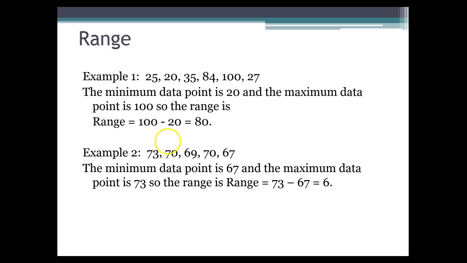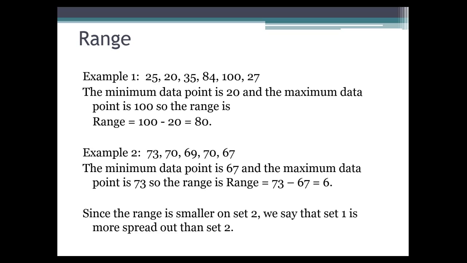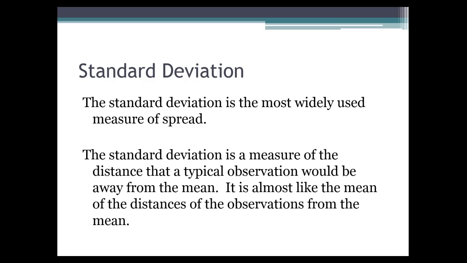In this example, we've got our maximum is 73, our minimum is 67, so we subtract them, we get 6. It's not incorrect to say that the data ranges from, in this example, 67 to 73. But when they ask for the range, what they're looking for is the difference between those two. And if we're comparing the two data sets here, the second one has a smaller range, so we would say that the first one is more spread out. Alright, so that's it for range.